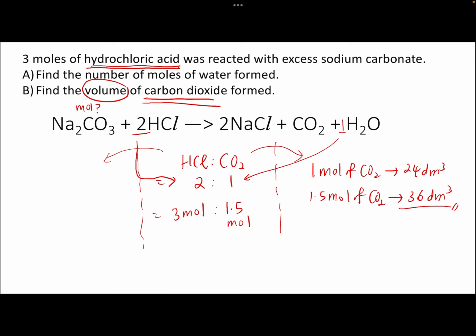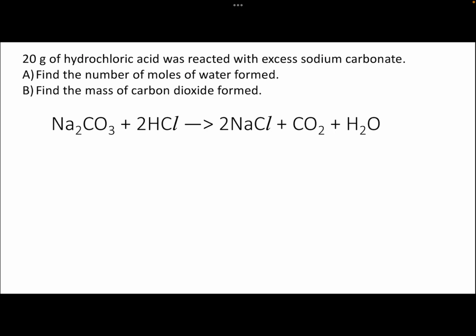And that is your answer. Alright, so this is very straightforward, very simple. Now let's look at round 2. 20 grams of HCl was reacted with excess sodium carbonate. Now, whenever they give you grams, you always must convert to mole first.